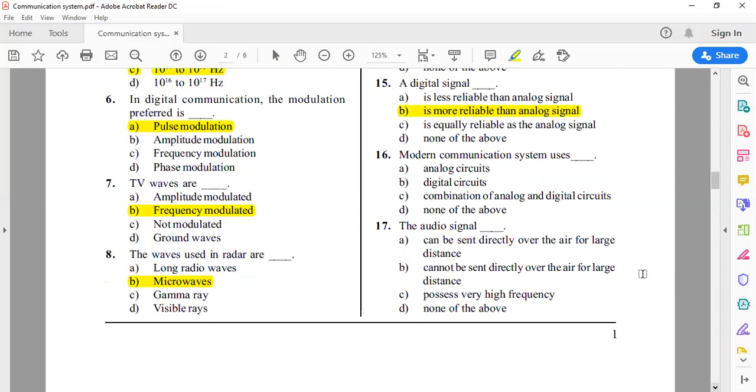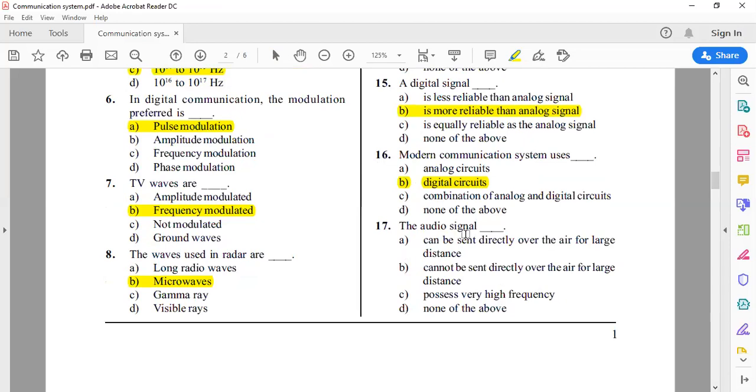Modern communication systems use digital circuits, and this digital circuit consists of 0 and 1 language, as well as logic gates and amplifiers. So for question number 16, the correct option is option number B.